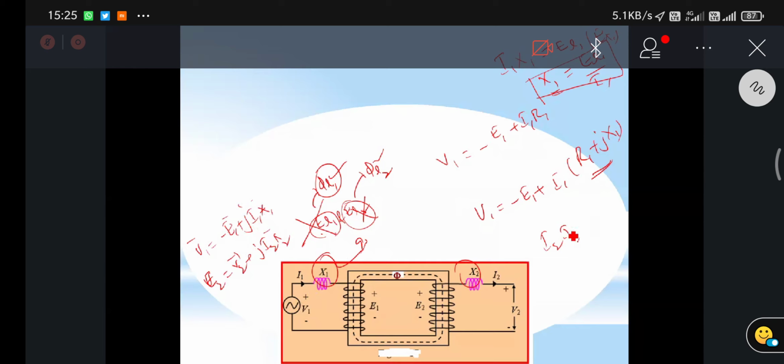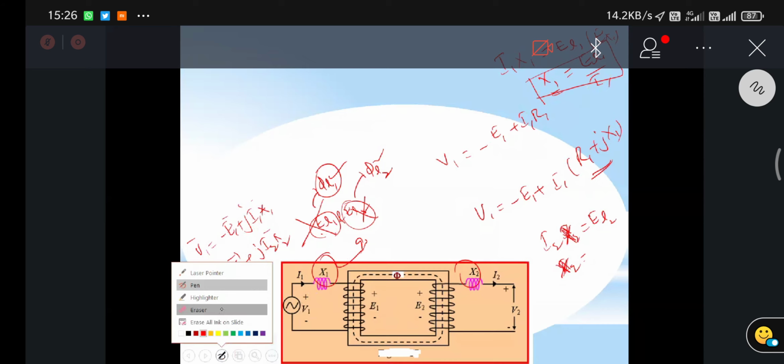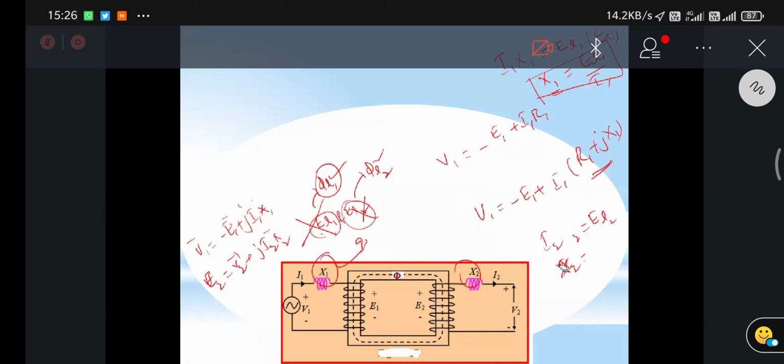Similarly, I2 X2 is equal to EL2, or EX2. So X2 equals EL2 by I2, where X2 is the leakage reactance of the secondary, and X1 is likewise EL1 by I1.